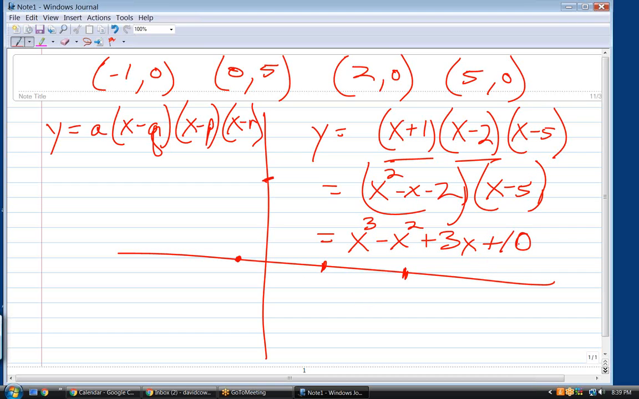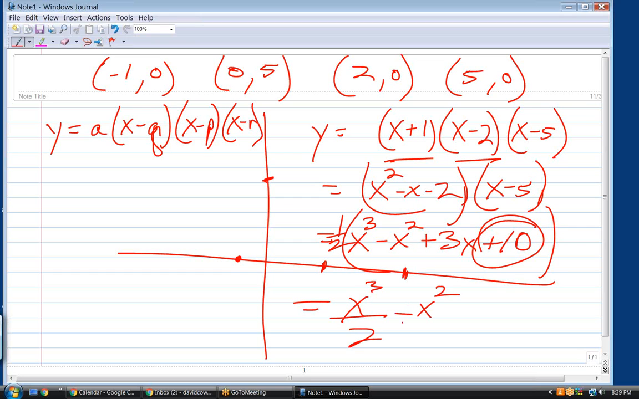But that would give us a y-intercept of 10. So therefore, a must be 1/2, right? Yeah. If I multiply this entire thing by 1/2, I'm going to get x cubed over 2 minus x squared over 2 plus 3x over 2 plus 5, and that will satisfy all 4 points. We know it's going to satisfy the 3 x-intercepts, and now it satisfies the y-intercept also.